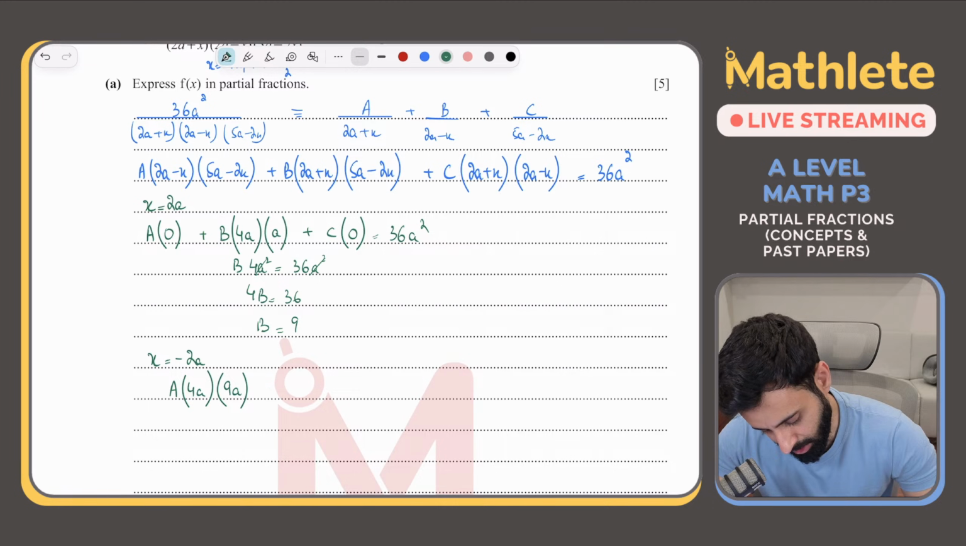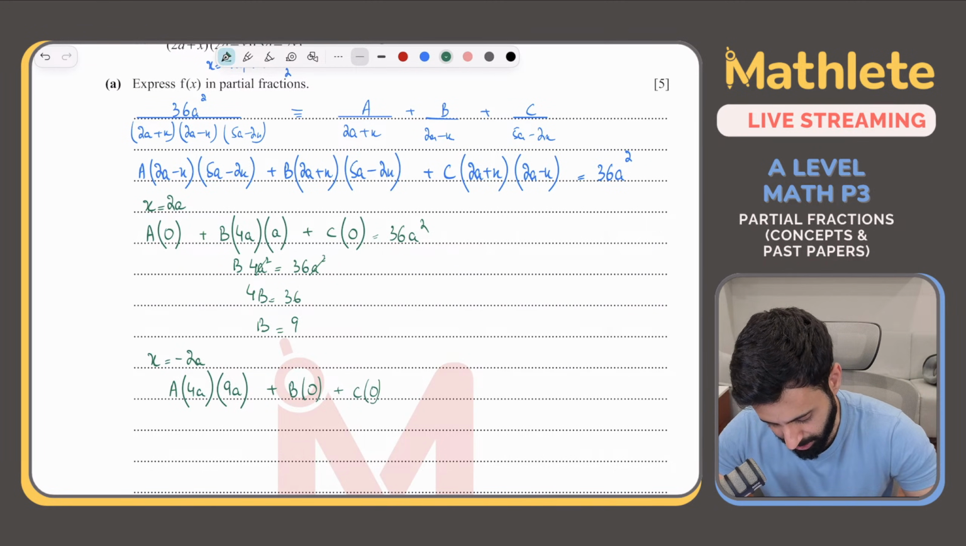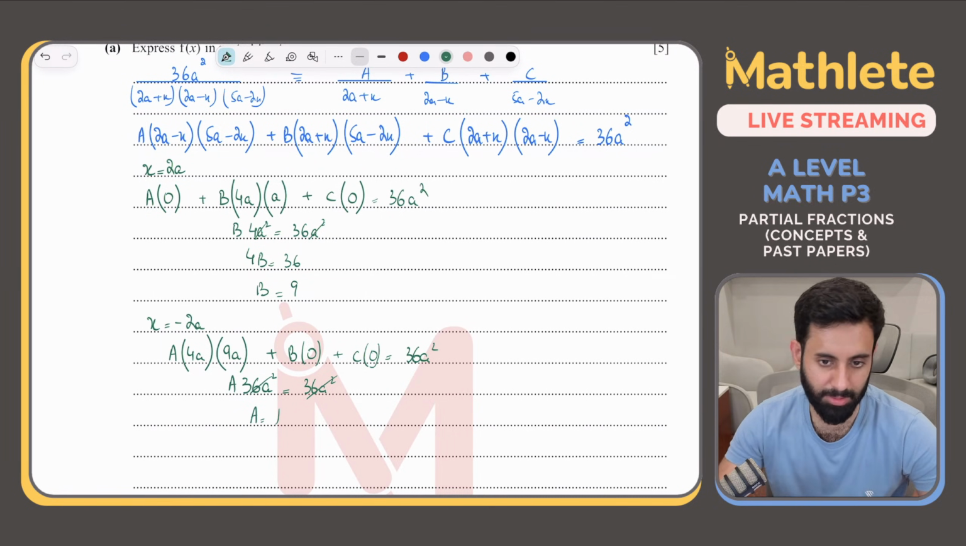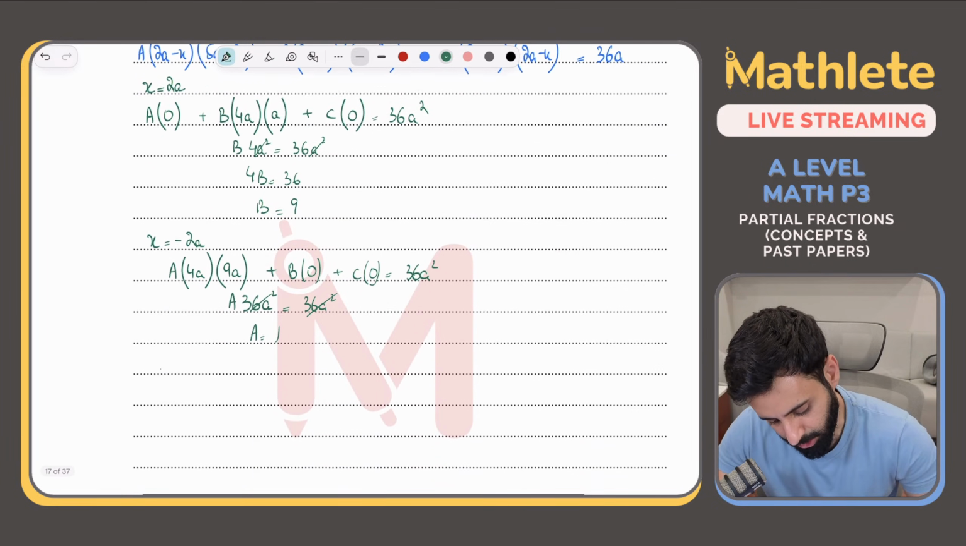Then b will be multiplied by 0 and c will also be multiplied by 0. On the right hand side, we have 36a square. So 9 times 4 is 36. So we have 36a square times a, which is equal to 36a square. 36a square, 36a square cancel. And we have the value of a, which is equal to 1. So far so good.